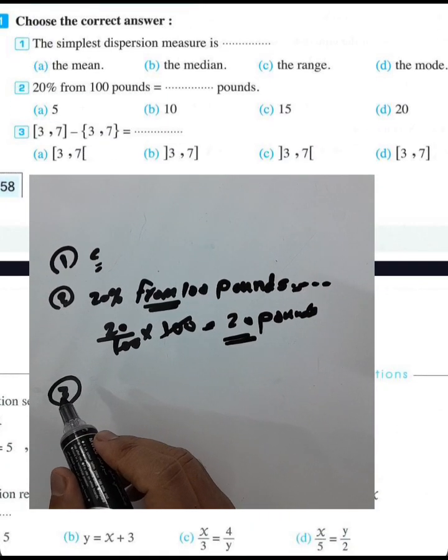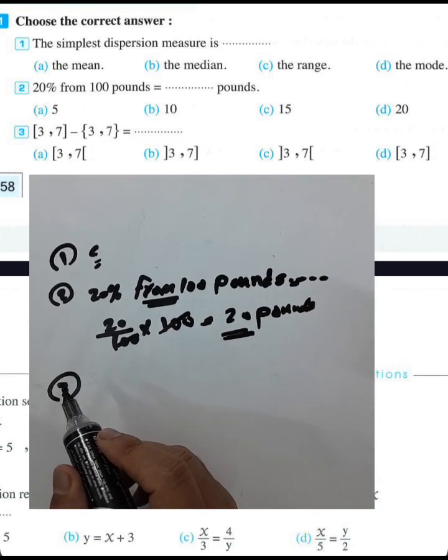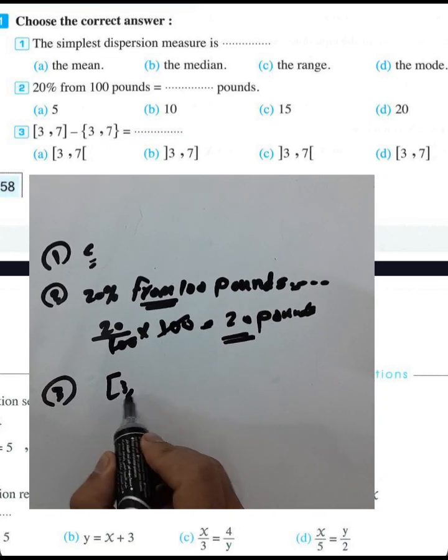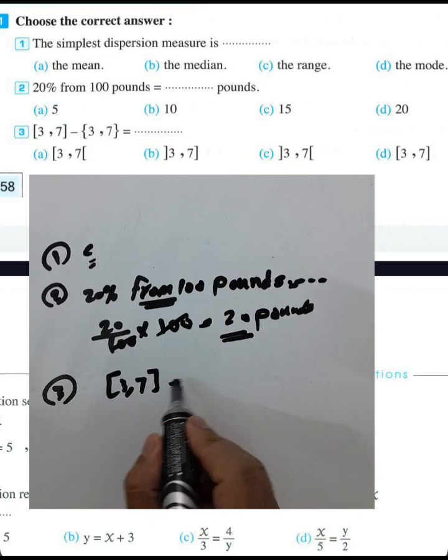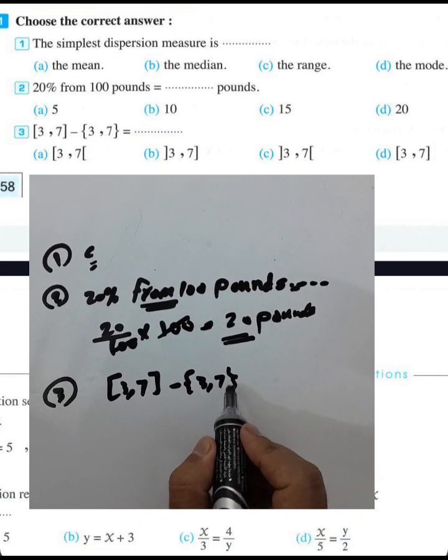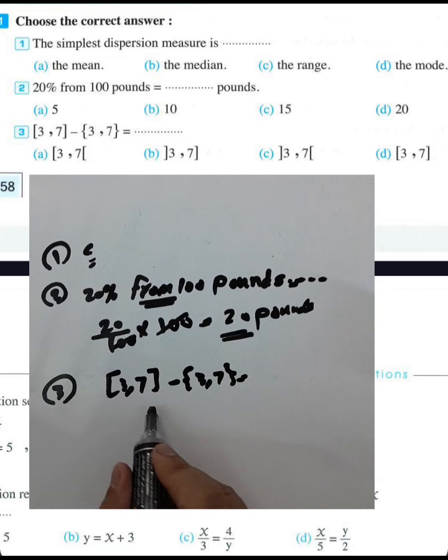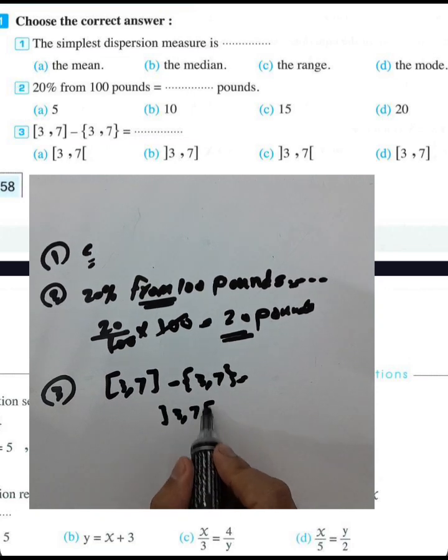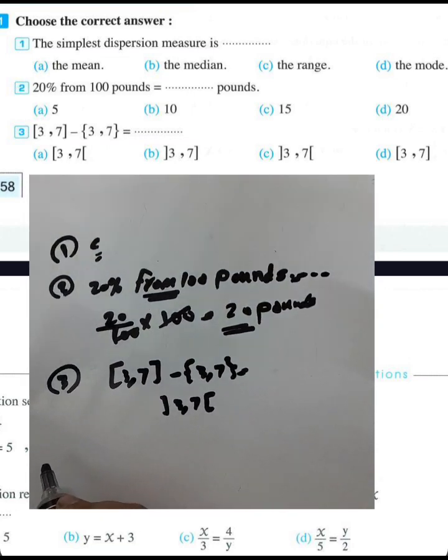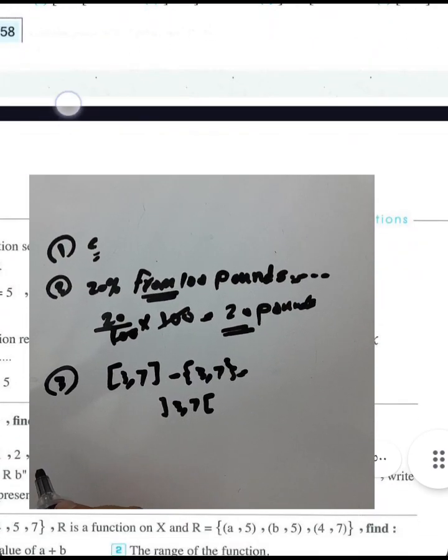Question number 3. We have a closed interval here. 3 and 7 subtract 3 and 7. We can cancel 3 and 7 here. Then we will have the open interval. The result will be letter C.